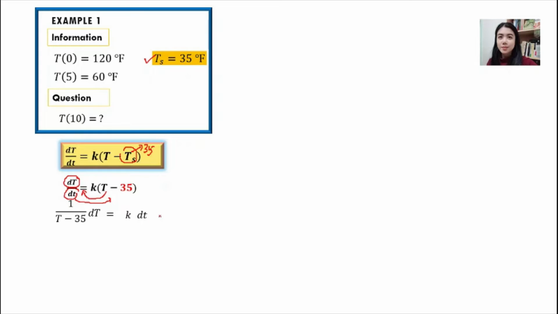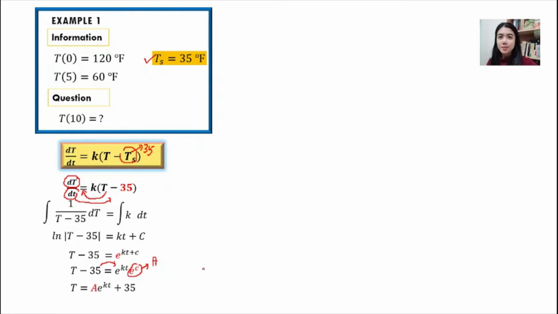Okay, now integrate both sides. For the left hand side, you will have ln, and for the right hand side, you will have kt plus c. Exponentiate both sides. So this is what you have for the next line. For the exponent, you can split into 2, so you will have e to the power of kt and e to the power of c. The e to the power of c here is a constant, so you can replace it with the constant A. And you can bring this minus 35 to the right hand side. Then we have the next line. Let's name it equation number 1.